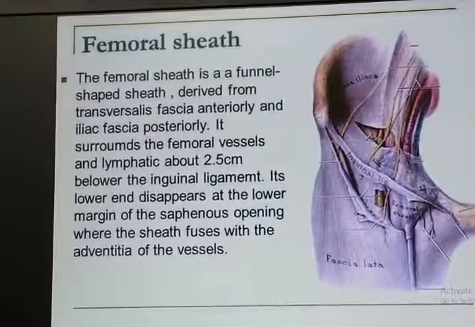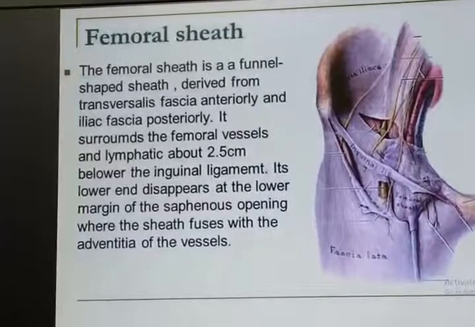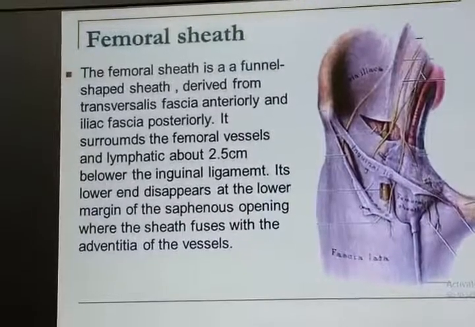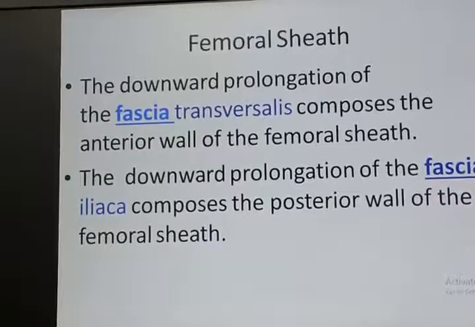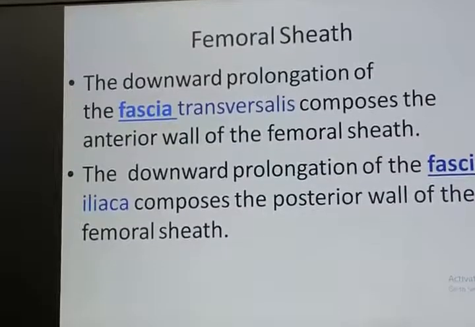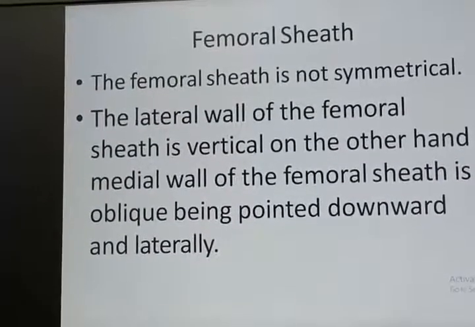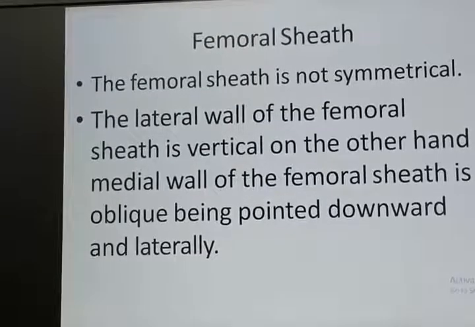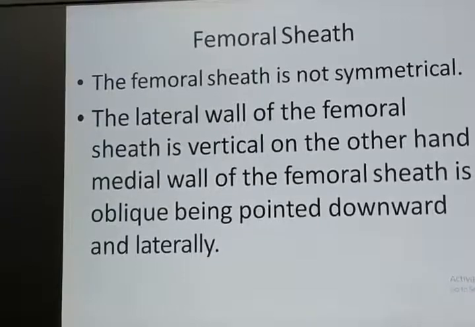Its lower end disappears at the lower margin of the saphenous opening, where the sheath fuses with the adventitia of the vessels. So again, the anterior component is formed by the fascia transversalis and the posterior wall is formed by the fascia iliaca. And this particular sheath is not symmetrical. The lateral wall of the femoral sheath is vertical. On the other hand, the medial wall of the femoral sheath is oblique, being pointed downward and laterally.